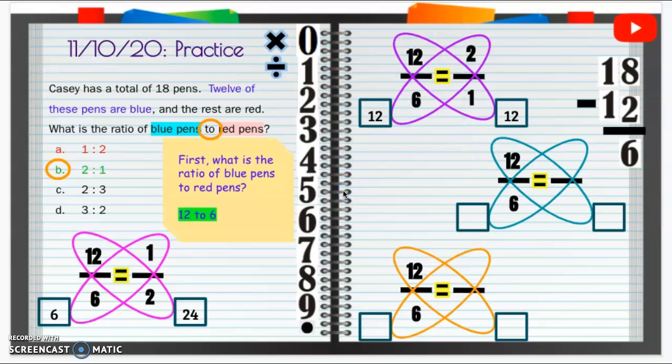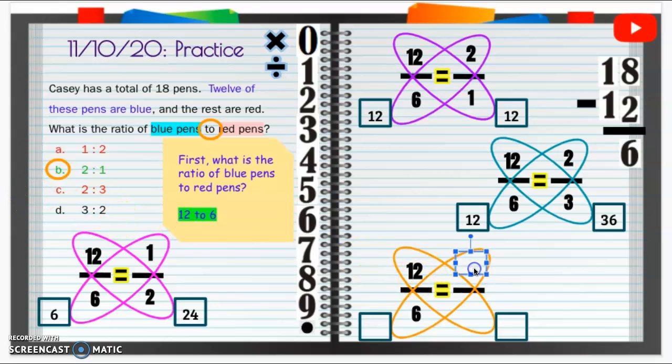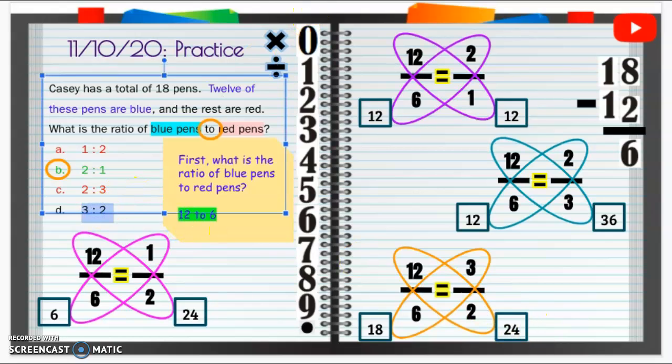There's a green. All right, now 12 to 6, let's see, 2 to 3. So if I do 2 to 3, so 2 times 6 is 12. 12 times 3 is going to be 36. That's not equal, so that's not it. Now 12 to 6 and then 3 to 2. I know 6 times 3 is 18. 12 times 2 is 24. So nope, that's not it either. So our answer is in fact B.